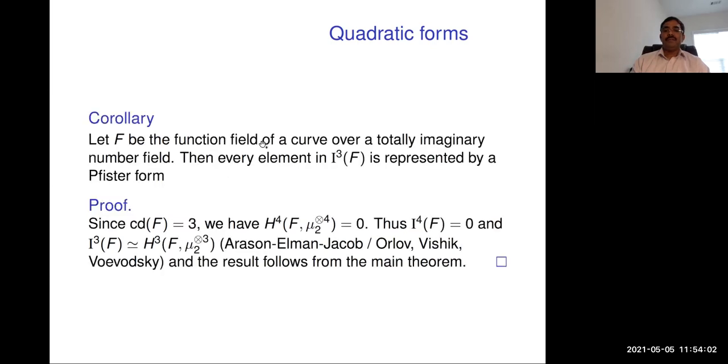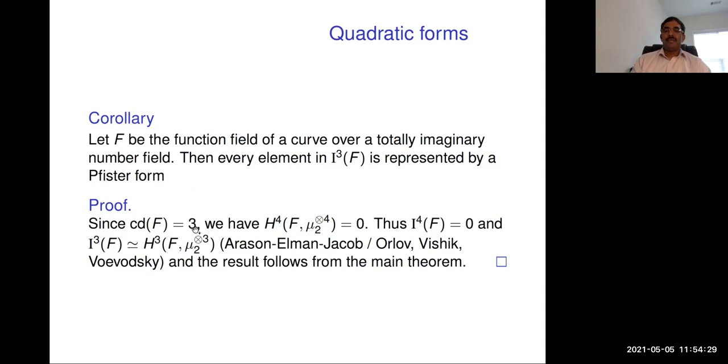Okay, so if F is a function field of a curve over a totally imaginary field, then every element in I3 is represented by a Pfister form. So our main theorem gives the following corollary. In other words, if you take a quadratic form which represents a class in I3, then the anisotropic part must be of dimension at most 8. So any 9-dimensional or 10-dimensional form in I3 has to be isotropic.